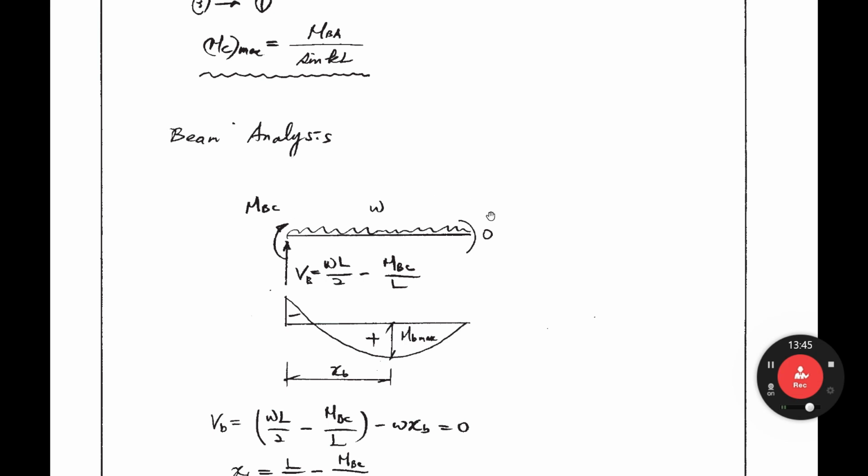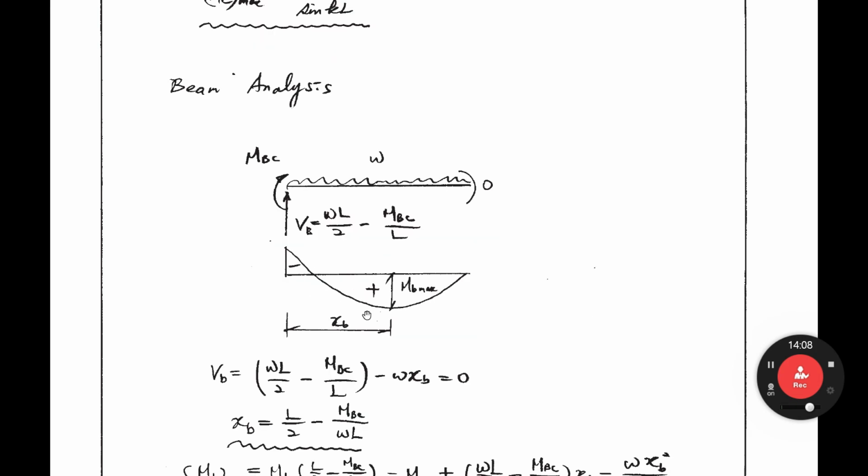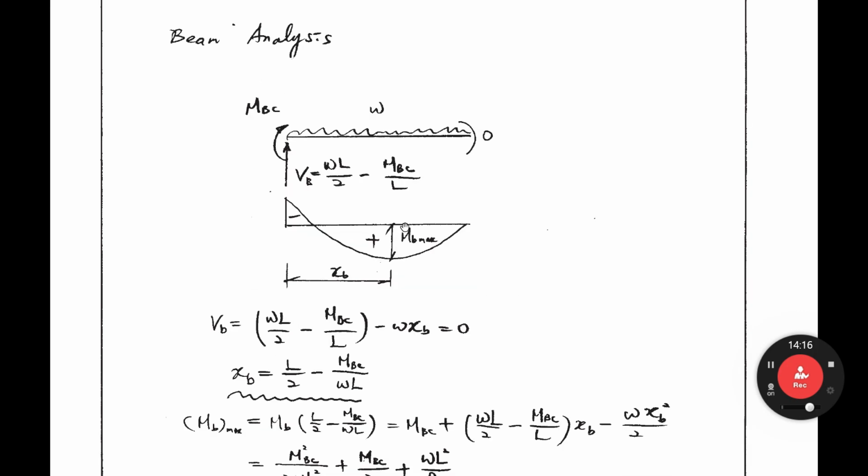From this one, you can calculate the shear force, omega L over 2, and due to this moment, minus MBC over L. Through the equilibrium equation, you can calculate this shear force. And let's consider this kind of moment shape. XB is the MB maximum location. It is called XB, the maximum moment location.